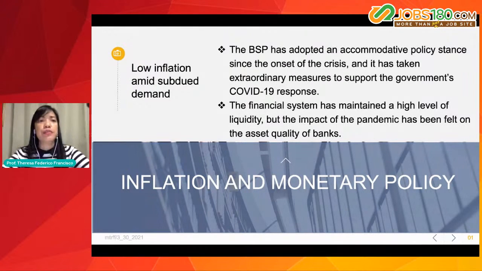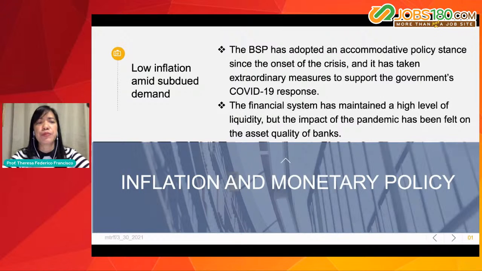Inflationary pressures remained weak as domestic demand was subdued due to the COVID-19 pandemic. The benign inflation environment has provided enough room for accommodative monetary policy to mitigate the adverse impact of the pandemic on the economy. And actually, the BSP further reduced the key policy rate to a new record low last November, after a brief pause since June 2020, in part due to the economy's poor performance in the third quarter of 2020.